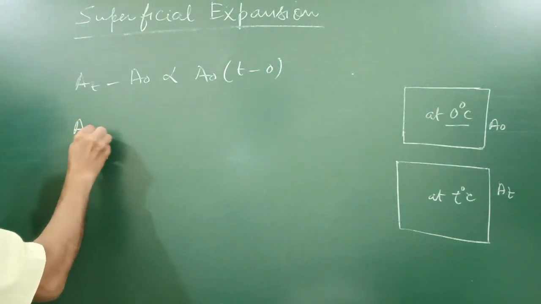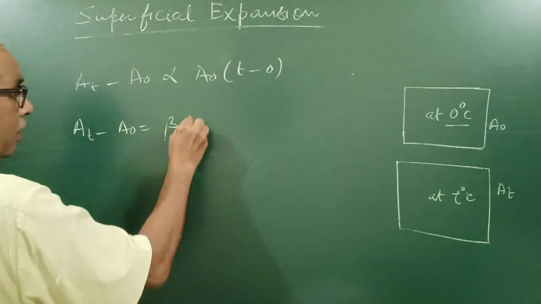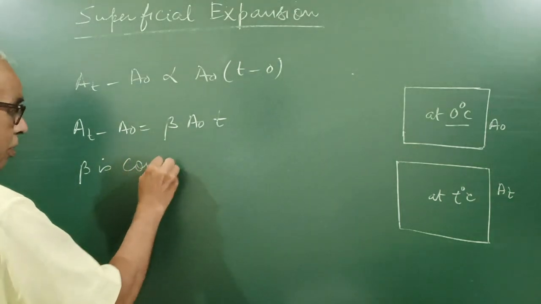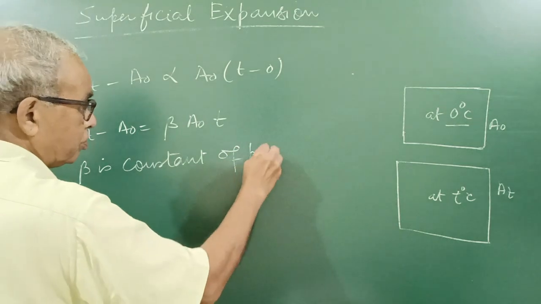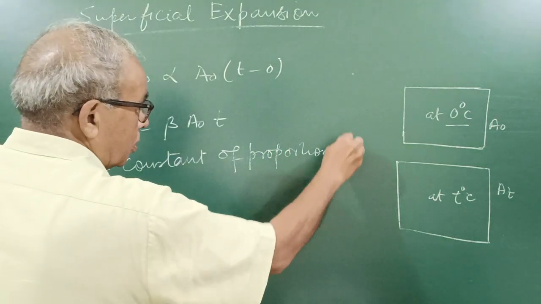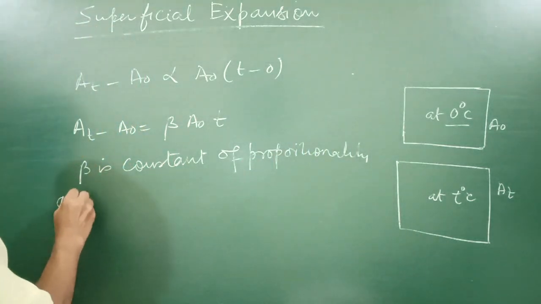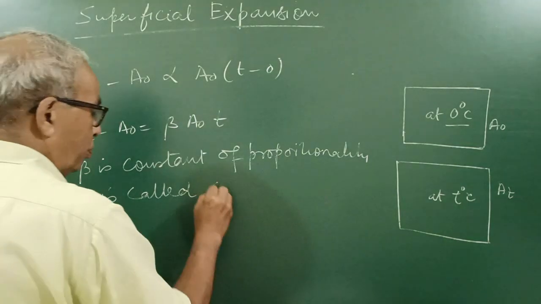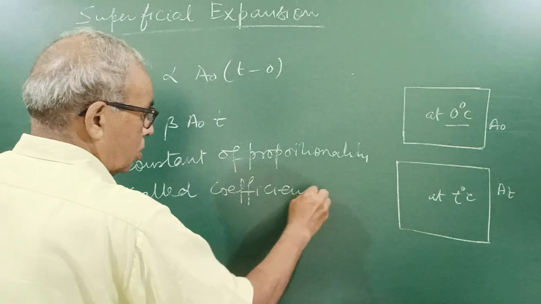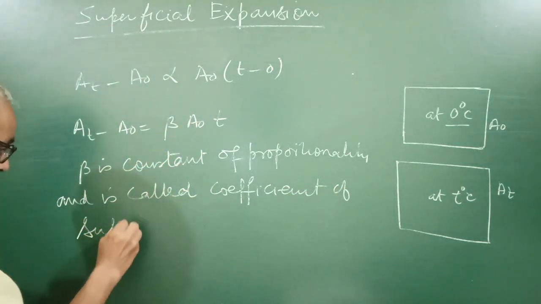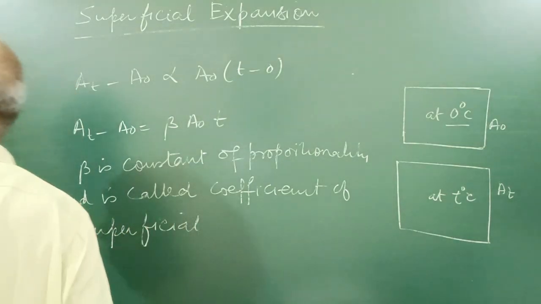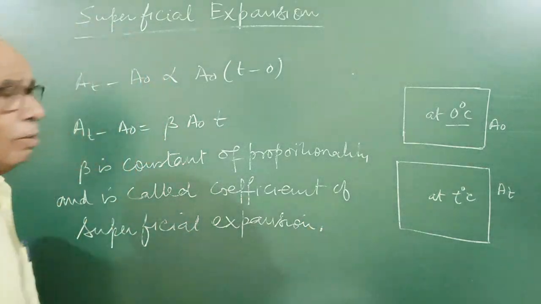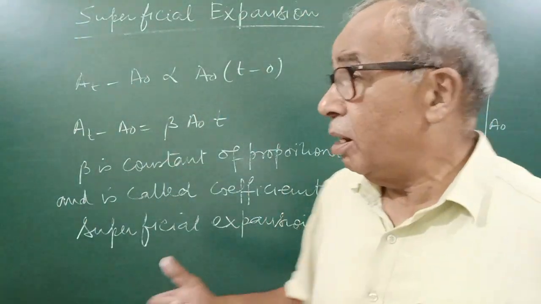Or I write AT minus A0 is equal to beta A0 into T, where beta is the constant of proportionality and is called the coefficient of superficial expansion. I hope now you have grown up well.